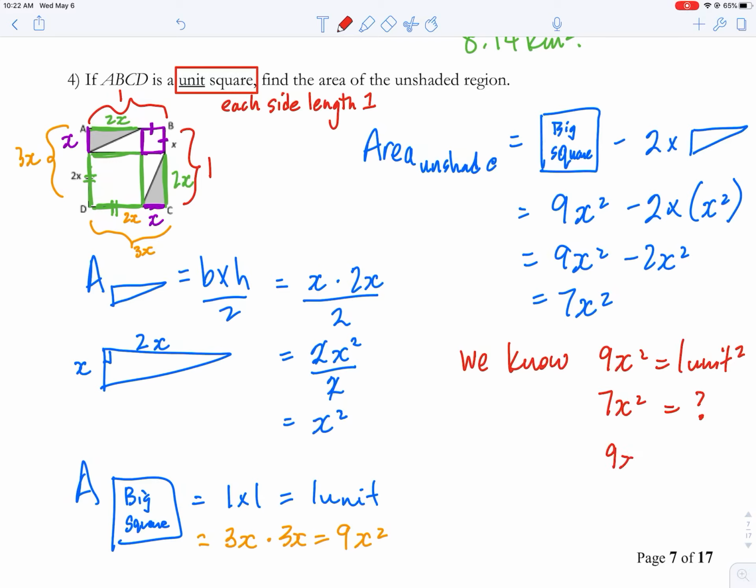But we're going to have 9x squared over 7x squared equals 1 over question mark. However you want to solve for question mark, I would just flip them upside down, cancel the x's. We're going to get that the area unshaded, which was the question mark, is going to equal 7/9 of a unit squared.